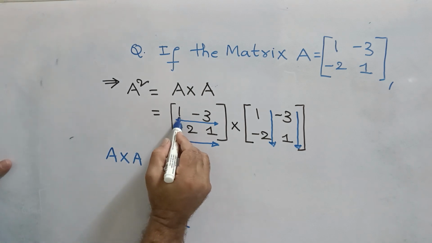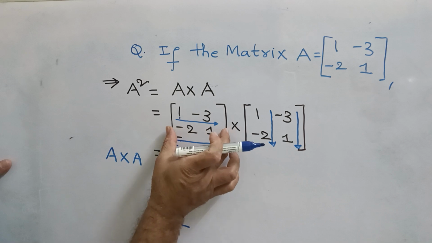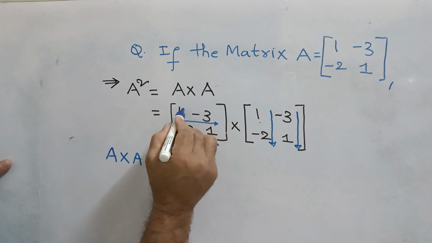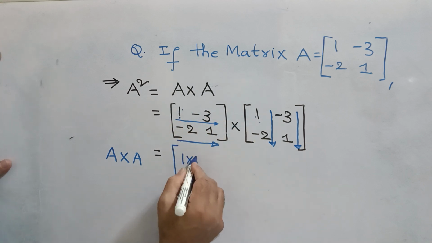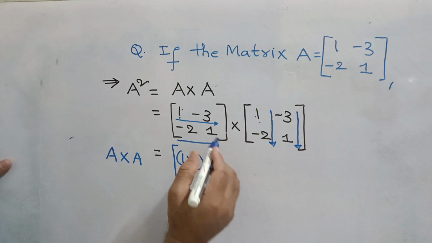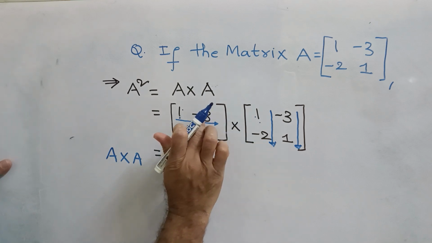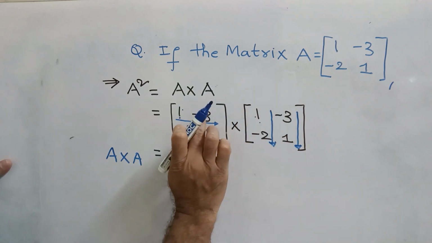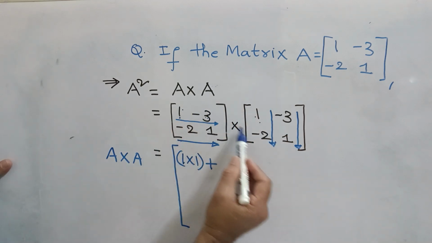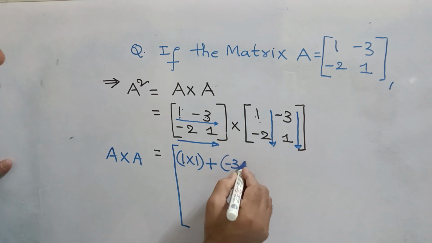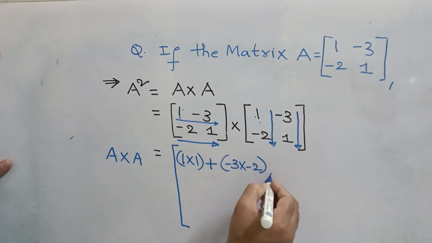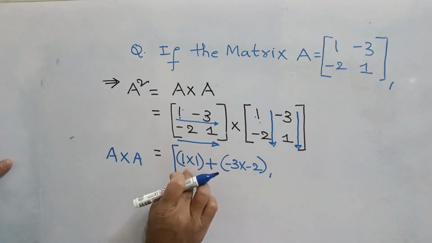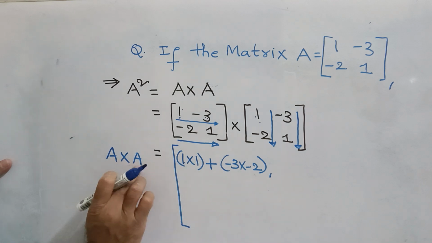Here, take the first element of this matrix as well as the first element of the second matrix. 1 into 1. These two must be multiplied. Therefore, 1 into 1 plus minus 3 into 2, the second element of the first row and the second element in the first column. So minus 3, don't confuse, minus 3 into minus 2. Clear? Now this is the first element of the product matrix.